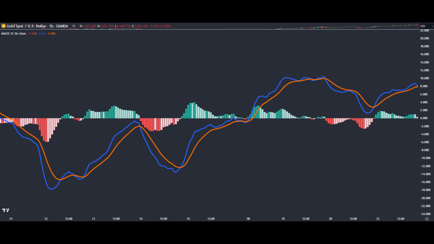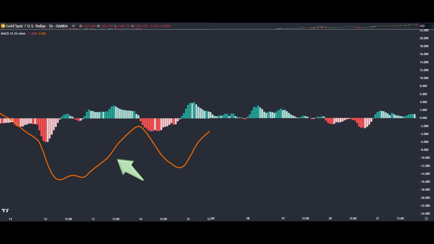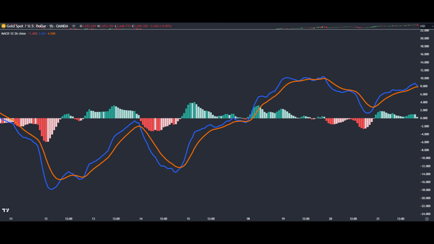MACD consists of three key components: the MACD line, which is the difference between the 12-day and 26-day exponential moving averages and shows short-term momentum relative to the longer-term trend; the signal line, a 9-day EMA of the MACD line that smooths out the data to help identify trends; and the histogram, which shows the difference between the MACD line and the signal line. A positive histogram indicates bullish momentum when the MACD line is above the signal line, while a negative histogram signals bearish momentum when the MACD line is below the signal line.